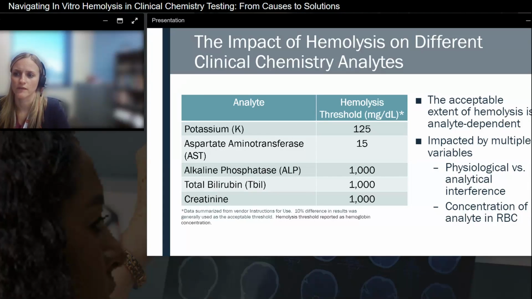It's also important to know that the acceptable extent of hemolysis is analyte dependent. This table shows examples of acceptable hemolysis thresholds for 5 different analytes. You can see that the extent of acceptable hemolysis varies significantly, from 15 for AST to 1,000 for alkaline phosphatase and total bilirubin. The extent of acceptable hemolysis is impacted by multiple variables, including whether hemolysis is a physiological or an analytical interference, as we discussed on the previous slide, as well as if it's a physiological interference, what the concentration of that analyte is within the red blood cell.